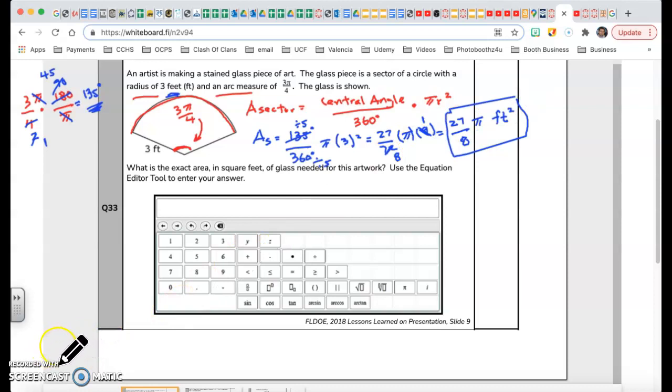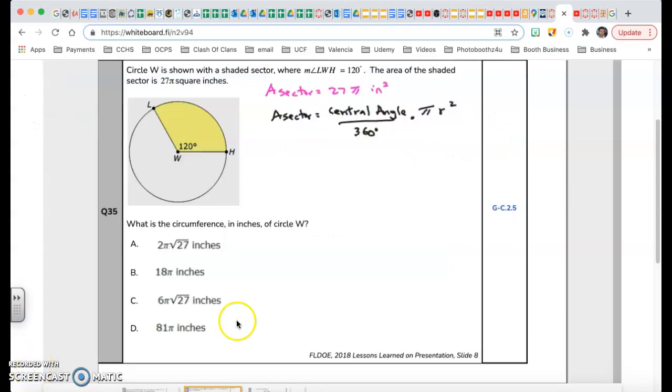Alright, let's go to question 35 because I missed this question before. Circle W is shown with the shaded sector where the measure of angle LWH, my central angle, is 120 degrees. The area of the shaded sector is 27 pi square inches. This is a sector. What is the circumference in inches?